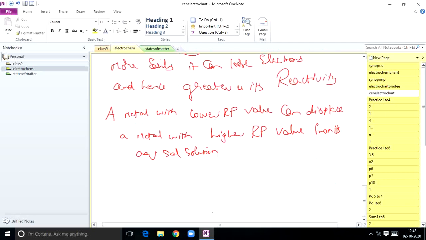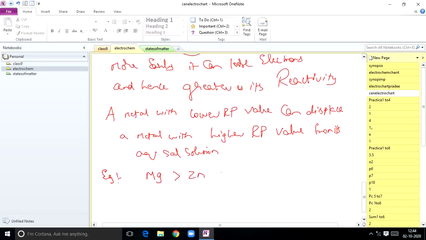A metal with lower reduction potential value can displace a metal with higher reduction potential value. Lower reduction potential value is more negative reduction potential value. A metal with more negative reduction potential value can displace a metal with less negative reduction potential value. So simply, you can remember this statement: a metal with lower reduction potential value can displace a metal with higher reduction potential value from their aqueous salt solution.